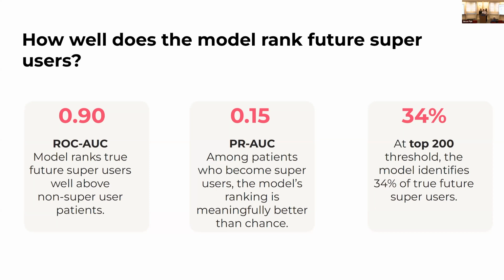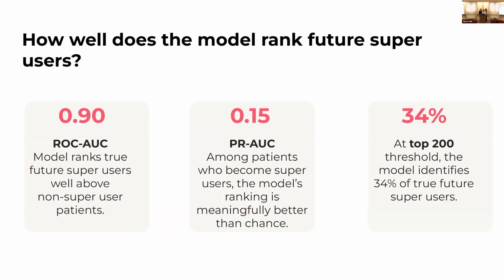PR-AUC measures ranking quality specifically among the positive cases, so that's the true future super users, which is obviously a much harder task because they represent such a small portion, about 1% of our total data set. Our model scores 0.15, which is weaker, but about in line with what we expected, and certainly meaningfully better than chance.